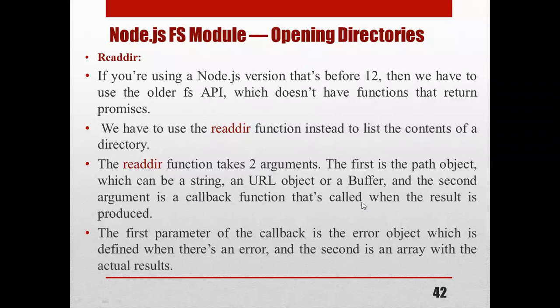That callback is called when the result is produced. After producing the result, that callback will operate. The first parameter of the callback is an error object, which is defined when there is an error, and the second is an array with the actual results. So there are two arguments for the read directory function: the first is the path, and the second is the callback.